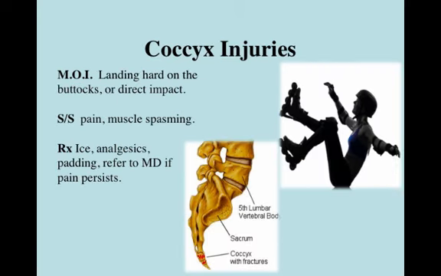Slide 18. Landing directly on the buttocks or receiving a direct blow can cause injury to the coccyx. Pain, spasming, and difficulty sitting are the common signs and symptoms. Refer the athlete to a physician if the pain persists beyond a few days or the athlete is having difficulty sitting or walking. X-rays and rectal examination and realignment may be necessary.